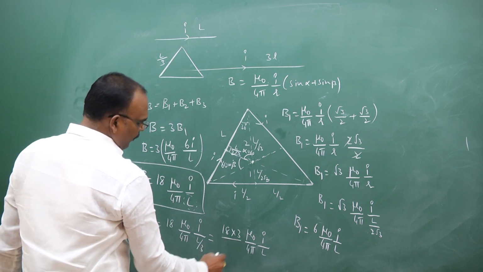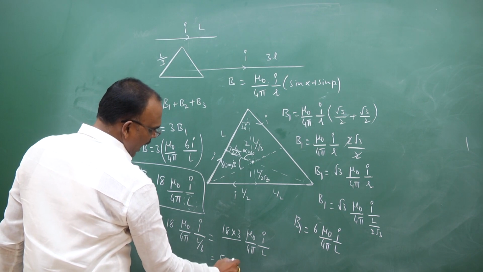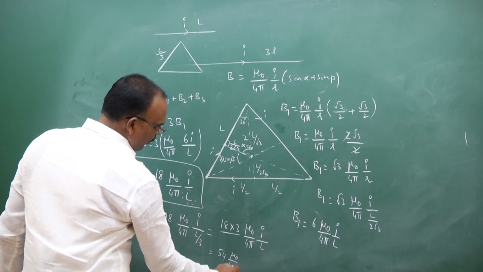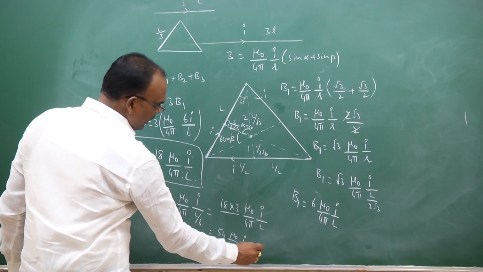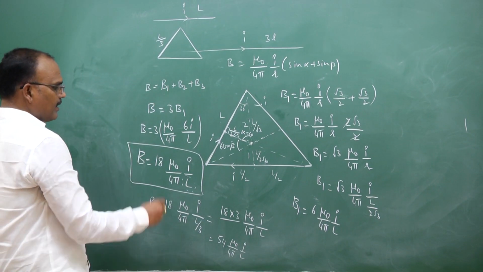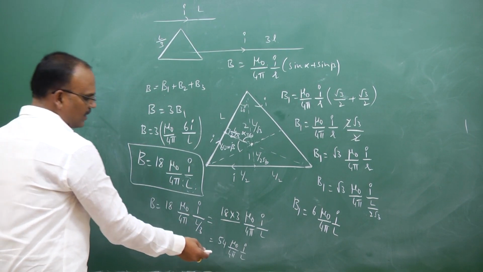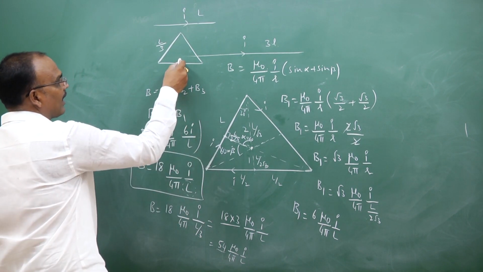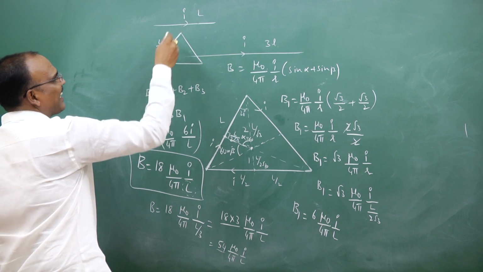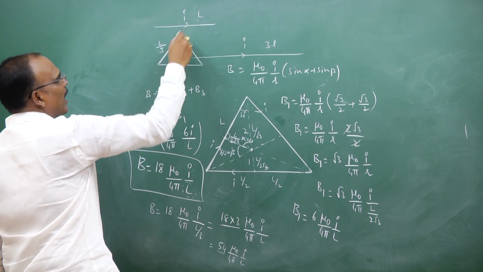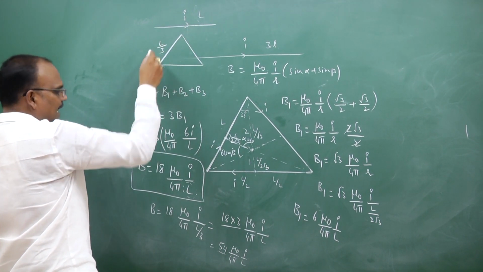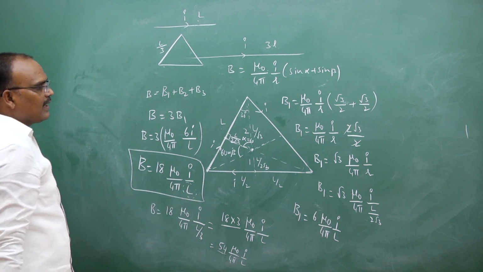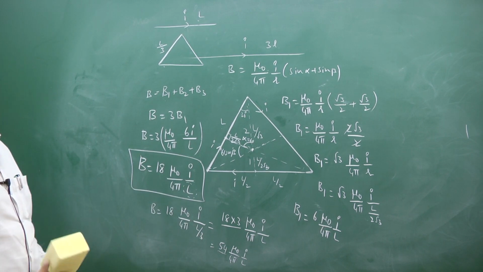18 3s are 54. So it becomes 54 times mu naught by 4 pi I by L. Remember, this is important. It is not 18 times, it is 54 times. So here L is the side of the equilateral triangle. Whatever side you get after bending this wire in the form of an equilateral triangle, that is what you substitute here. This is very important, remember.